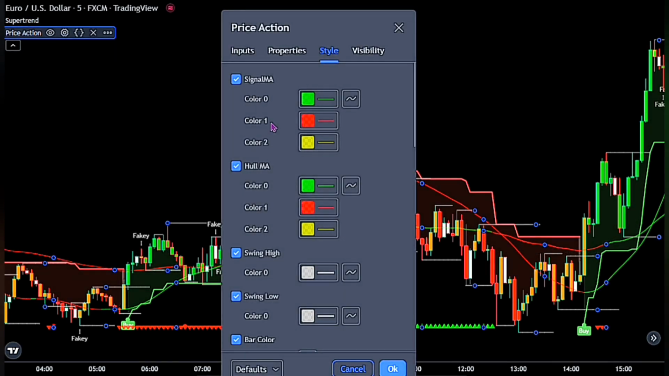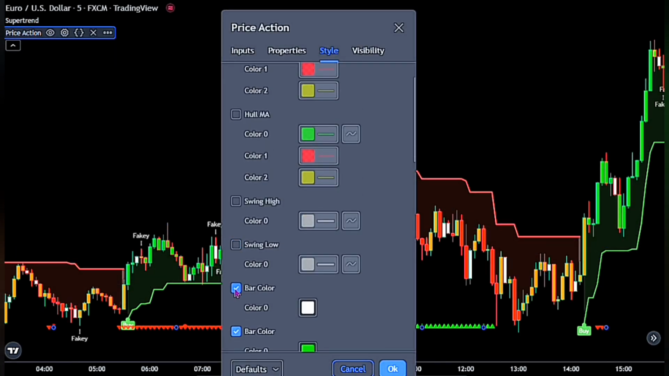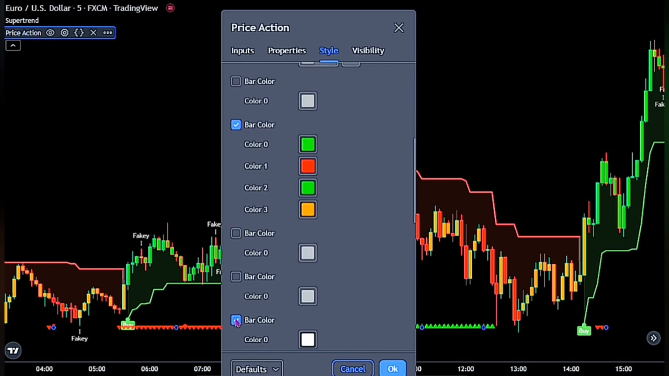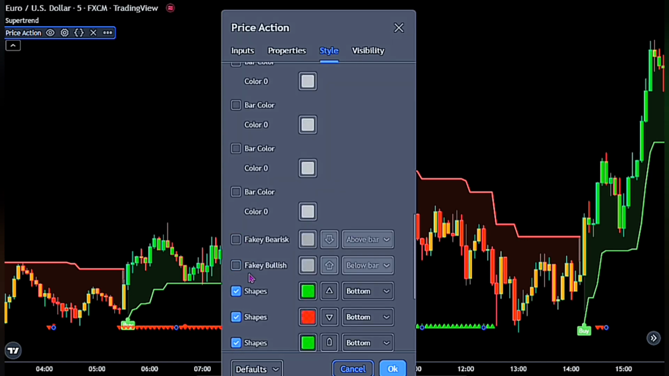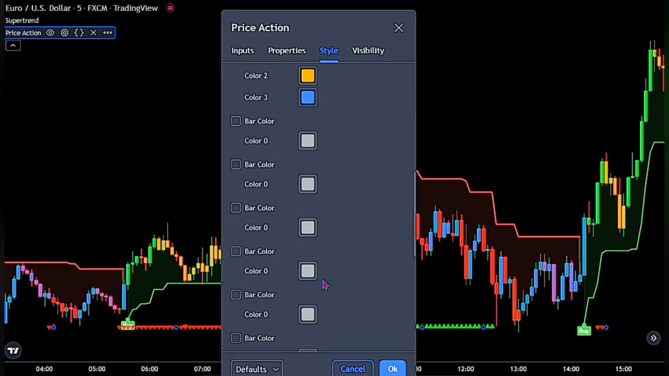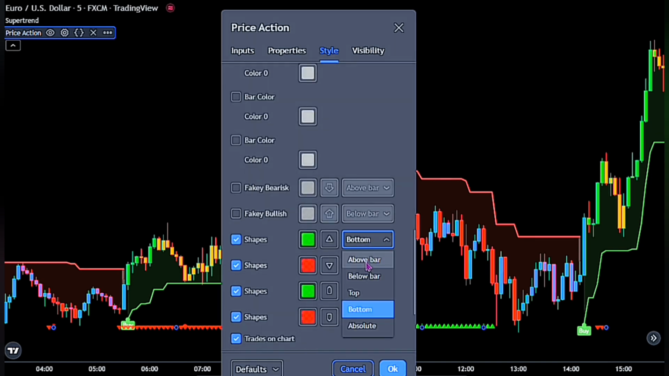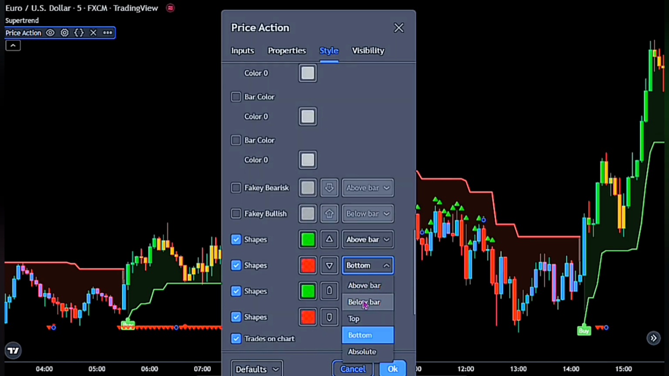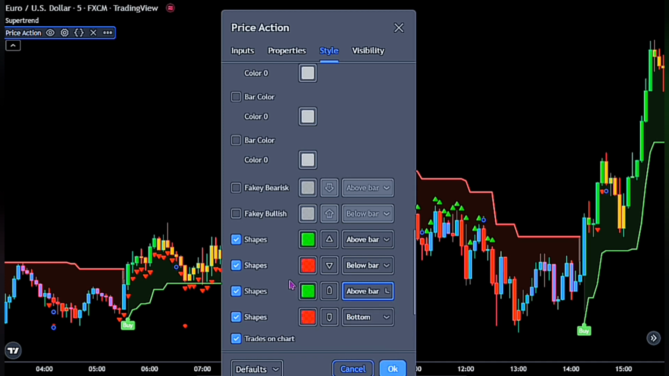Go ahead and bring up the indicator panel. I want you to untick all other options on the style, except the bar color and the shapes at the bottom of the setting. I want you to also change color 2 and color 3 to orange and blue respectively. I want you to also change these shapes to be above bar for the green color shapes, and below bar for the red color shapes. When you are done, go ahead and click on the OK button. Now our settings are ready.